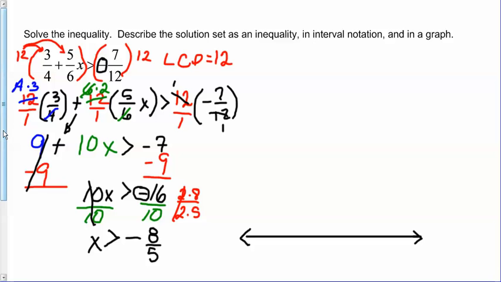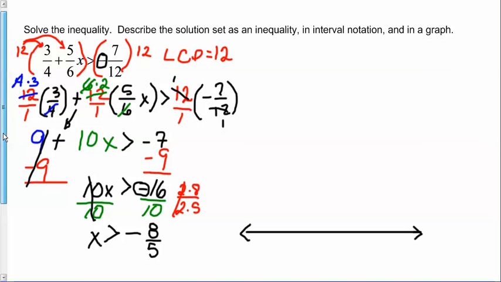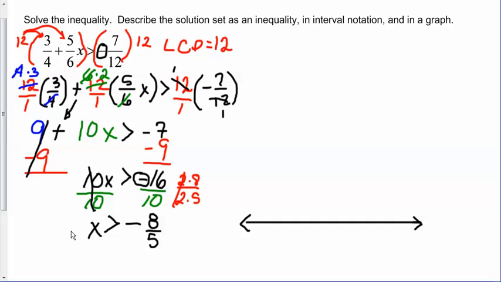Now, to create our graph, we have to figure out where negative 8/5 might be located on our graph. And so we certainly know that it's going to be to the left of 0. And so I could go ahead and put my 0 down. But negative 8/5, where the heck is that? Well, let's change negative 8/5 to a mixed number. That might help us to figure out where that's going to be located on the number line a little bit better. So x is greater than, so I'm still going to have a negative. And then 5 goes into 8 one time, and we have 3 left over. So negative 8/5 is the same thing as negative 1 and 3/5.